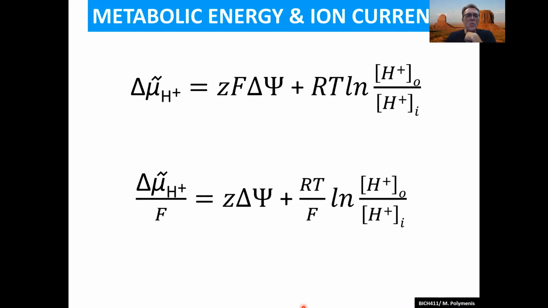Back to the equations now. We know that in our cells, in our mitochondria, it is really protons that are moving. That's the ion that we're dealing with. So we can simplify further. Here we move on specifically for protons, so we can simplify the equation a little better.